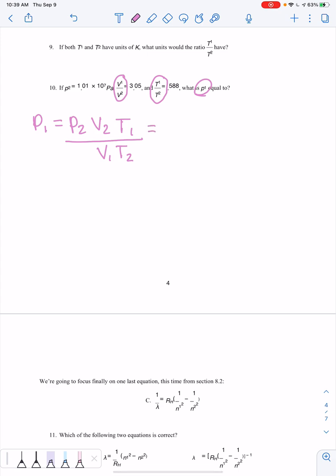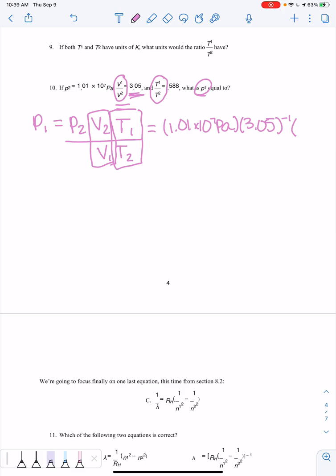So we can start by plugging in P2, which we have the value for. And then we come to this V2 over V1 variable. But you'll notice that in the problem, we're given the opposite fraction. We are given V1 over V2. If you'll remember from your lecture videos, if you want to invert a fraction, all you have to do is take the negative exponent. So we can actually take the negative exponent of this value, 3.05, to the negative first, and then we multiply by T1 over T2, because that's exactly how it appears in our equation. So we don't have to flip that one.